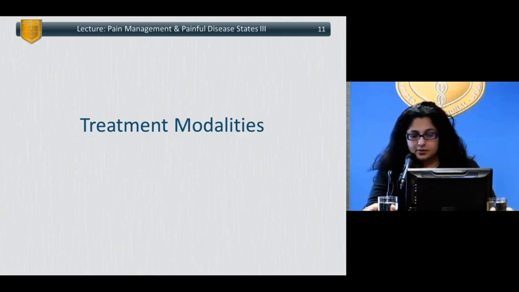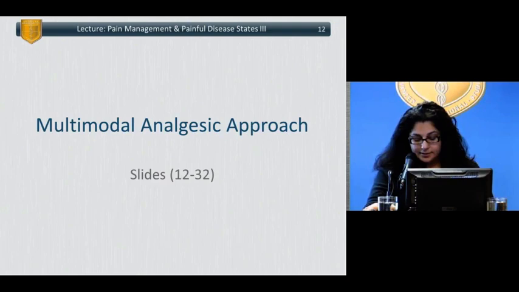So now we're going to go in and discuss some of our treatment modalities when treating pain.